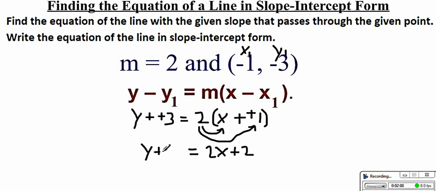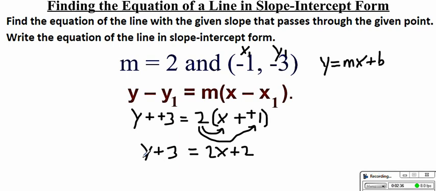Now, you have to solve this for y, and the reason is because the equation of a line is y equals mx plus b, solved for y. And that's what the question is asking you. It's asking you to solve in slope-intercept form. Slope and intercept. Slope-intercept form.